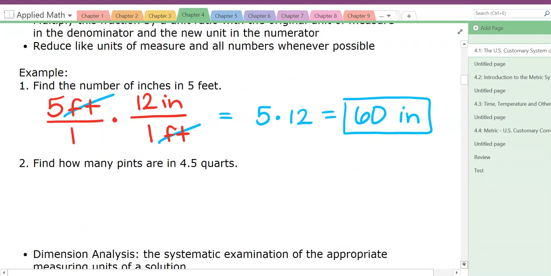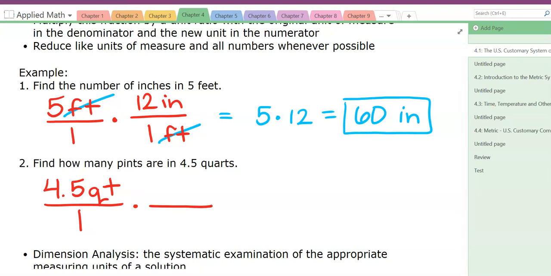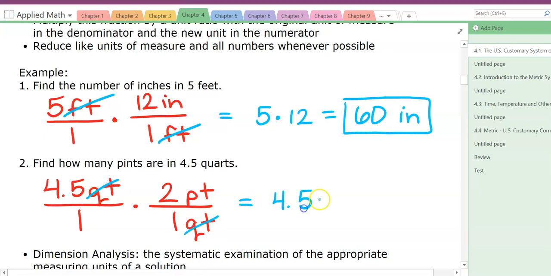So for number 2, how many pints are in 4.5 quarts? Again, I'm going to set this up the same way I did before. I have 4.5 quarts. I'm going to put that over 1. Give me something that I could set up over here that relates pints and quarts. Over 1 quart. There's 2 pints in a quart. Again, my quarts cancel. So I'm really taking 4.5 times 2, which would be what? 9. So there's 9 pints.